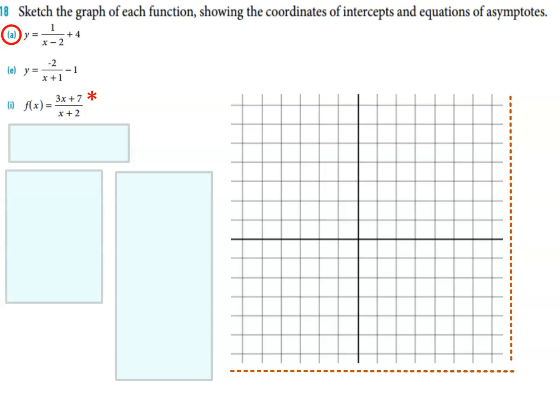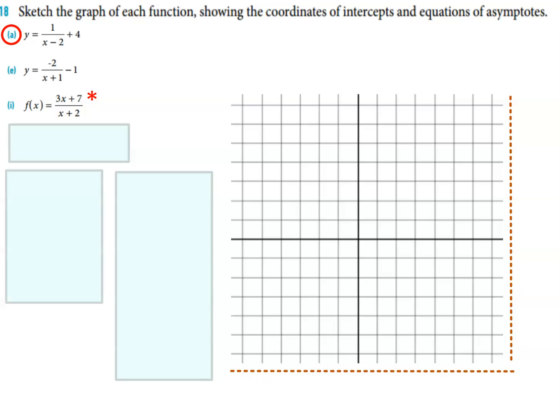Okay, students, we're going to finish off exercise 4.1 by doing two parts of question 18. Sketch the graph of each function showing the coordinates of the intercepts and the equations of the asymptotes. So that's our goal. Let's get started. So there's the equation: y equals 1 over x take 2 plus 4.